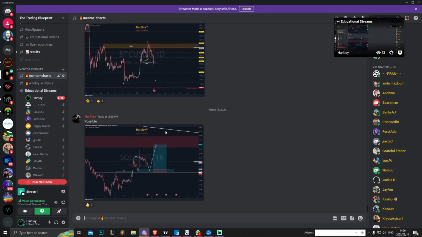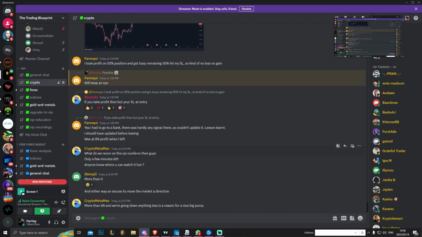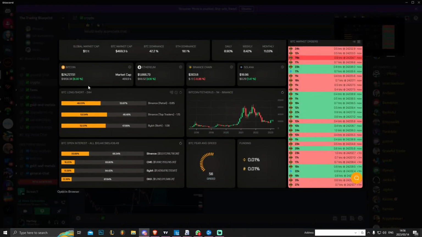If you go to the mentor charts right here. Actually, I'm lying, I posted it in the VIP chat. This information here: you can see the Bitcoin long to short ratio on the 24-hour is 46% long, 53% short. Majority of the market is short right now. You can see Binance retail is majority short, and Binance top traders is majority long. Bybit's basically 50-50 with top traders and retail.